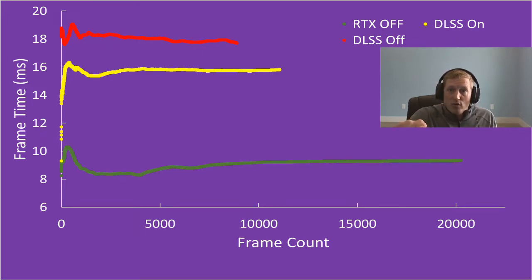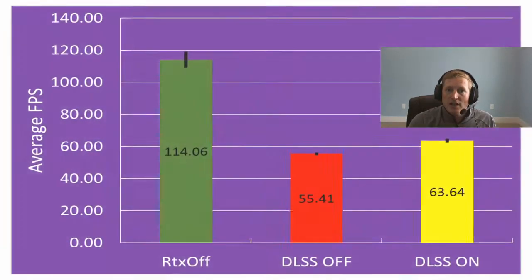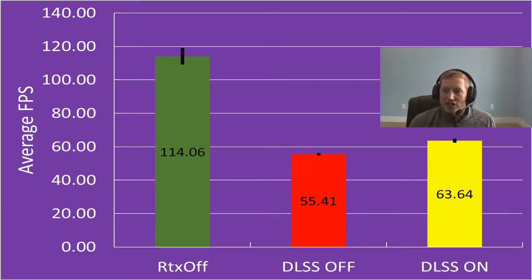And then also, we do see a slight increase in performance here from the DLSS being enabled, even though we're just using a 1080 panel. This is a figure showing the average frame rates throughout the entire benchmark that I did. So the green, again, is without ray tracing, with ray tracing off. The red is with ray tracing on, but the deep learning super sampling turned off. And the yellow is ray tracing on with DLSS on.